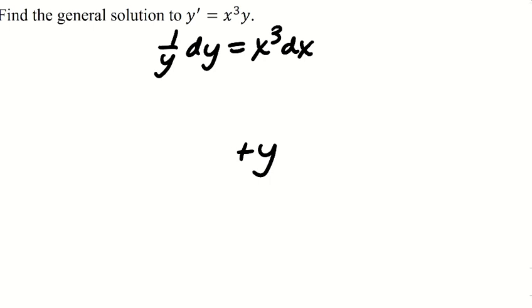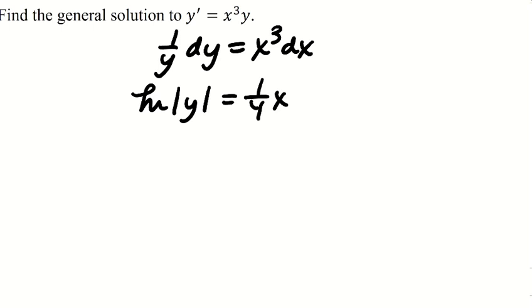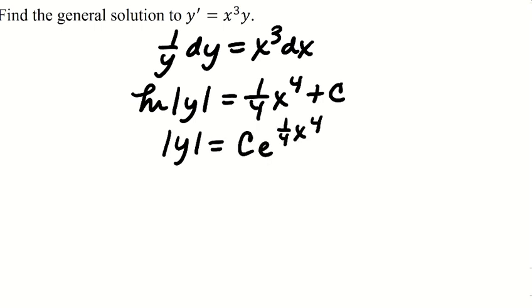Okay, so going back to the question I was talking about, I'm going to take the antiderivative of both sides, so that'll be log of absolute value of y equals 1/4 x to the 4th plus c, and then I'm just going to solve for y. So the absolute value of y is equal to c e to the 1/4 x to the 4th. And then y is equal to plus or minus c e to the 1/4 x to the 4th. And that's a general solution, and so we're happy with that.